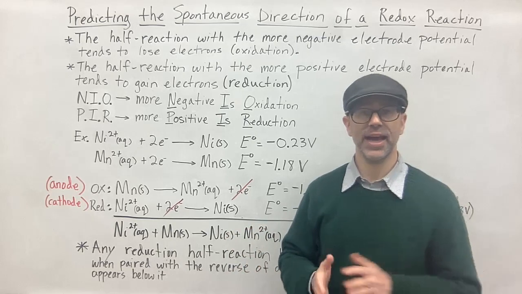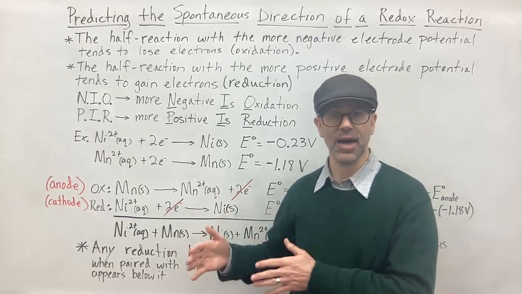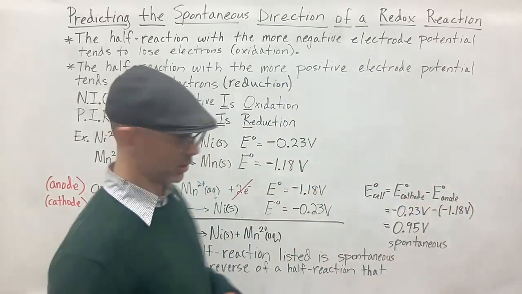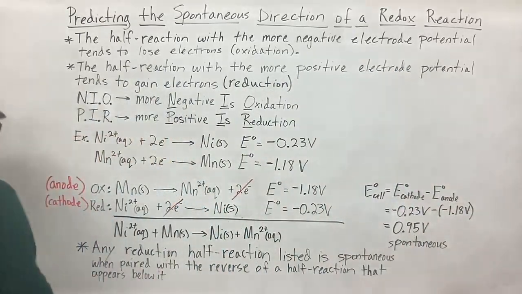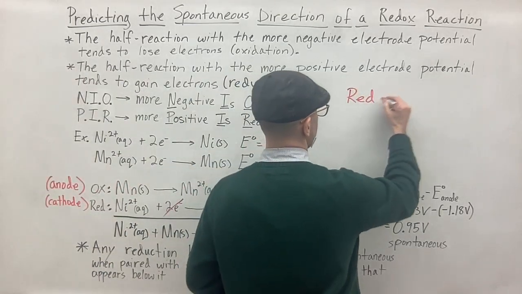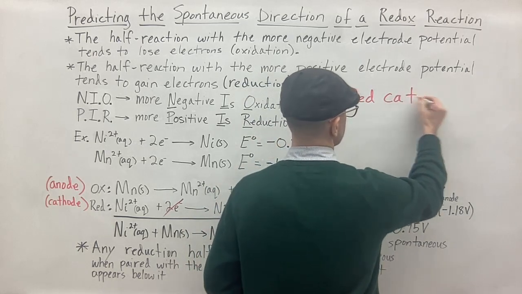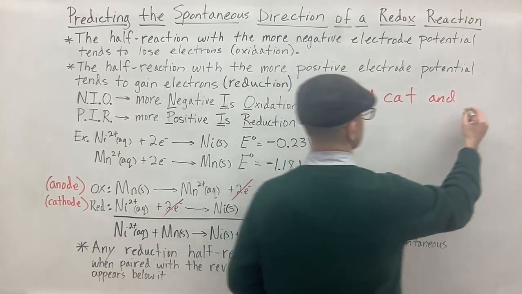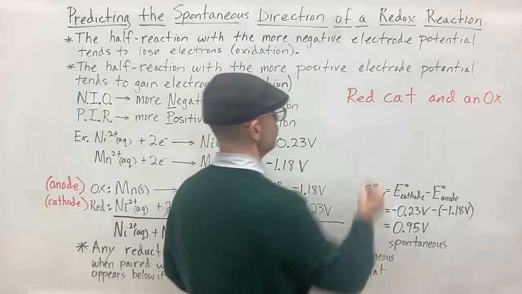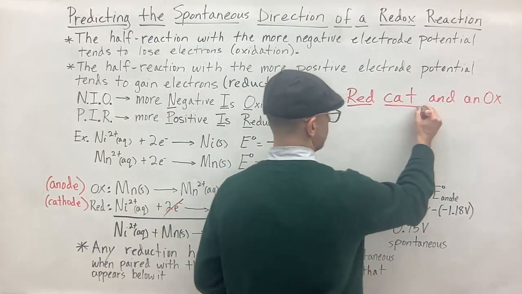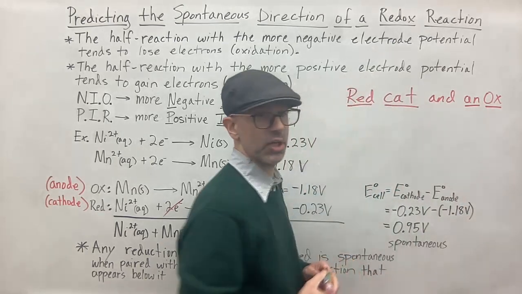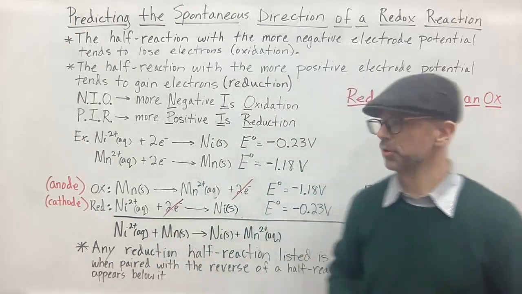It's a red cat, or red cat and an ox. I'll go ahead and write that down really quickly. Here we go. So we have red cat and an ox. Red cat and an ox. So reduction happens at the cathode, and at the anode you have oxidation. So that's another mnemonic device that you can remember.